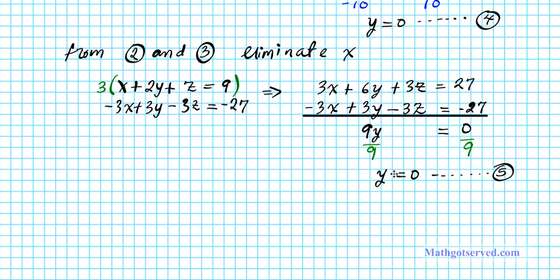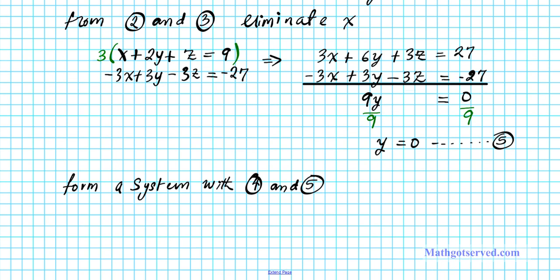So let's write down what we are going to do. Form a system with 4 and 5. Remember, the goal is to reduce the problem from a 3 by 3 into a 2 by 2. Okay, we're not solving a 2 by 2 equation here. This is a 3 by 3.